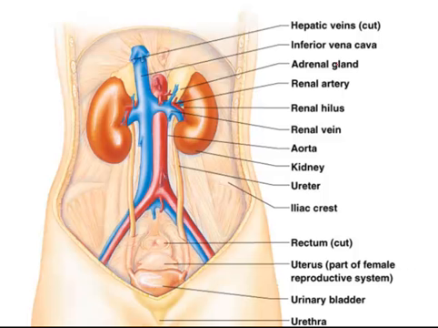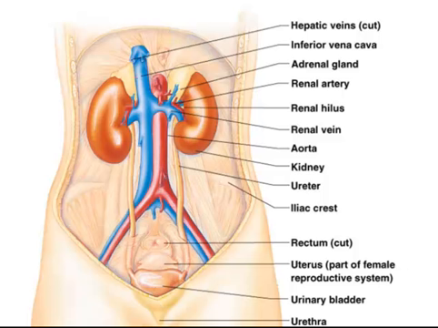So here are the major organs of your system. So your two kidneys are here. Here's your ureter. The urine will travel down. The bladder is here. And then the urethra goes out to the outside of the body.